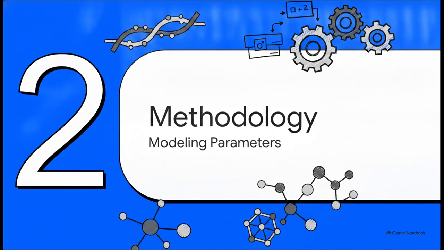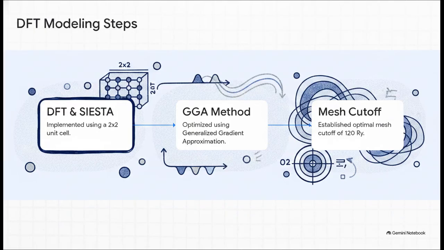All right, moving to Section 2, Computational Methodology and Modeling Parameters. To get reliable theoretical results, the modeling parameters had to be incredibly precise. Step 1. The calculations relied on density functional theory, or DFT, implemented in the Siesta code using a 2x2 unit cell. Step 2. They optimized the parameters using the Generalized Gradient Approximation, or GGA. And Step 3. They locked in an optimal mesh cutoff of exactly 120 Ry.